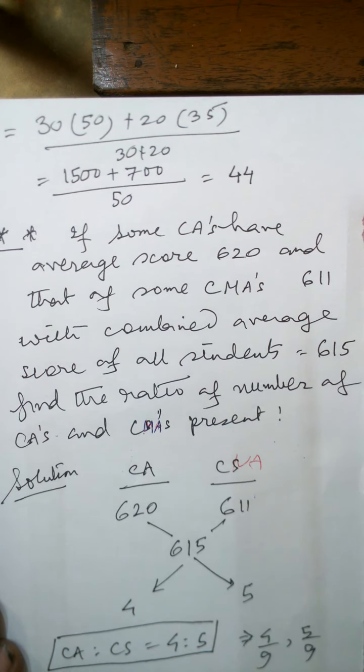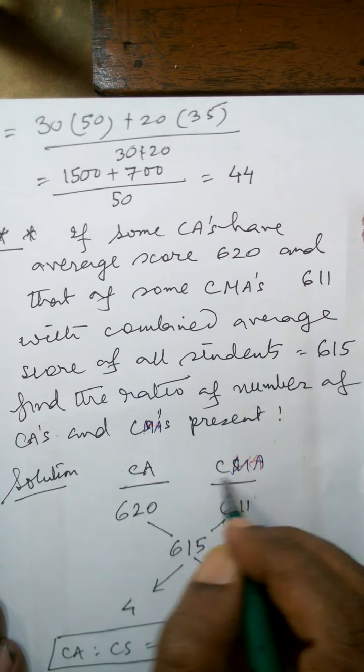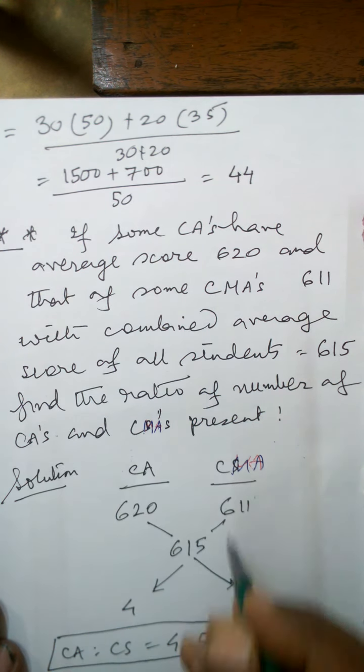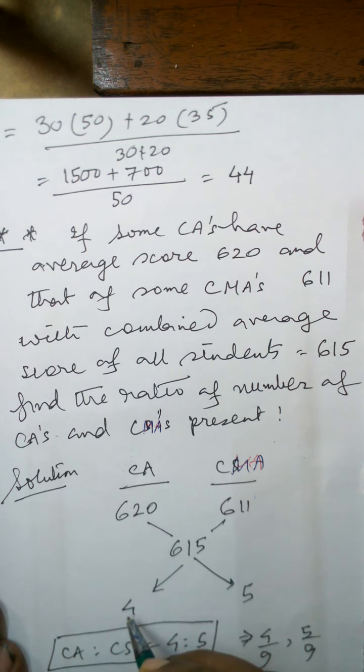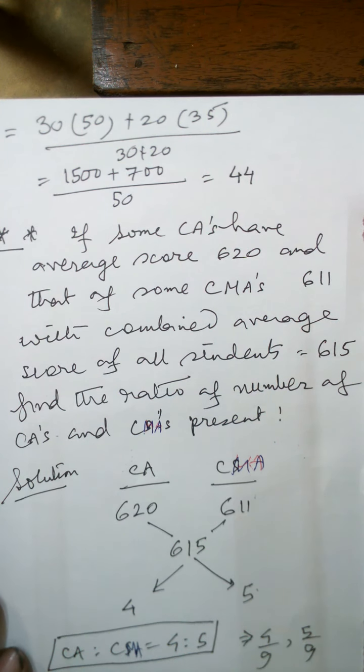This is CMA. तो inside in the side of CMA, along the side of CMA, we are getting the figure 5. This difference. And along the side of CA, the difference is 4. What is the ratio of CA and CMA? 4:5. Very simple, very simple. CMA and CA का ratio कितना होगा? CA is to CMA is equal to 4:5.